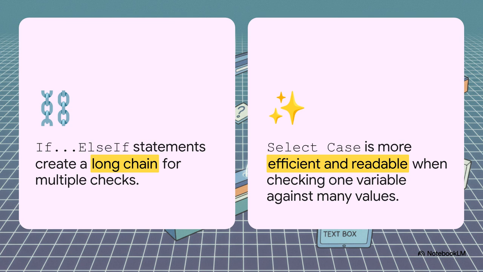Okay, but what if you've got more than two choices? Like you're not just doing pass-fail, you're assigning grades. A, B, C, D. You could chain together a bunch of if-then statements, but that can get messy real fast. So for these situations, there's a much cleaner way, the select case statement. You just tell it what you're looking at, the grade, and it neatly handles all the different possibilities. It's just so much easier to read.